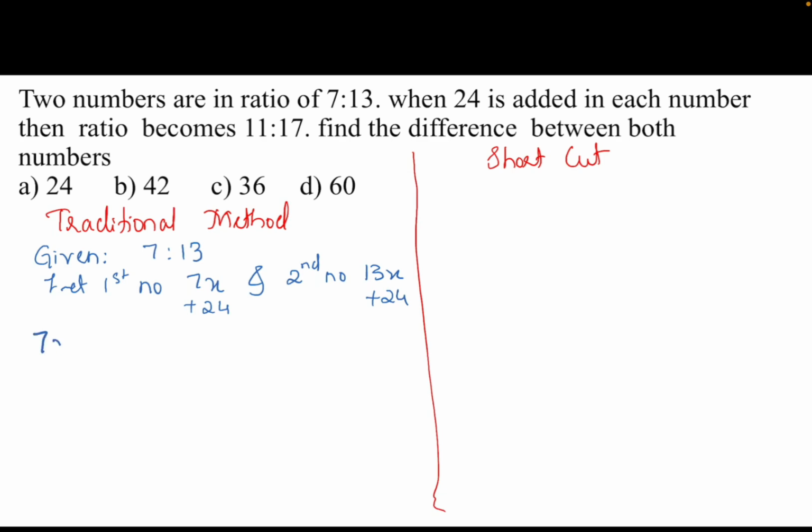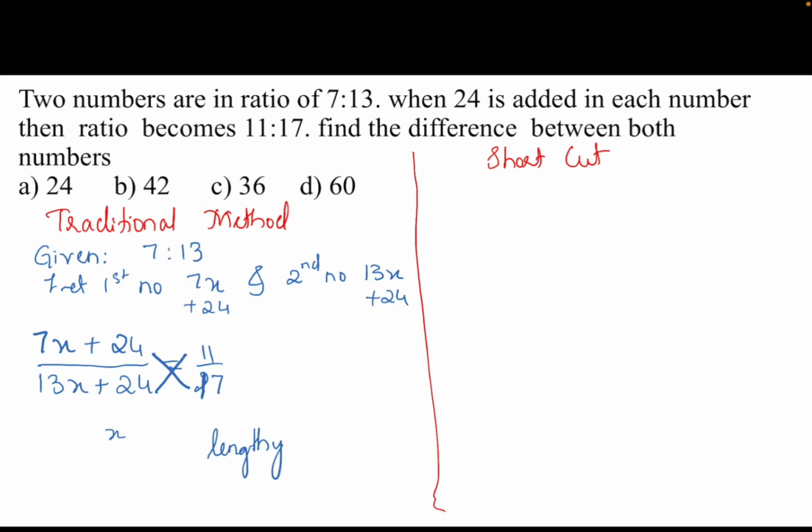Okay, that is (7x + 24)/(13x + 24) = 11/17. So this is the traditional approach what we do, and then we cross multiply the things and then get the value of x and then we substitute in the answer and get the answer. But this will be a very lengthy method. So this I will not solve in detail, but this was the approach traditionally how we used to solve the problem. But this we can solve it using shortcut method.